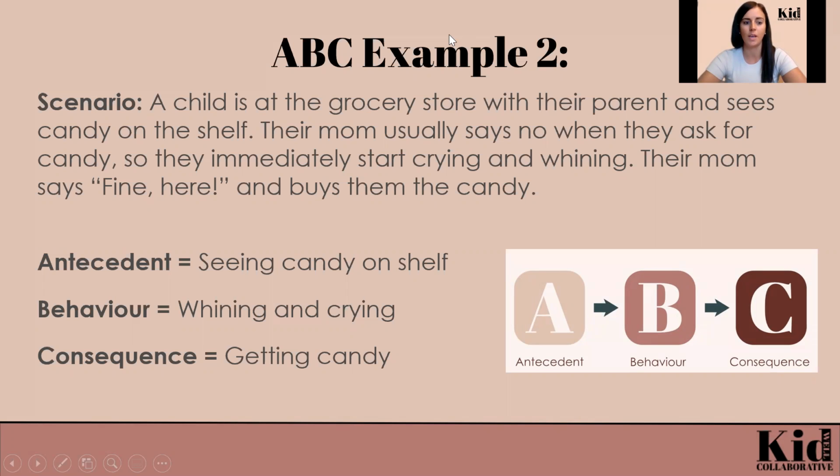We're looking at the child's behavior. So the child's behavior is whining and crying. The antecedent is the same as the previous example, seeing candy on the shelf. The consequence is getting candy. So the behavior is different in this example, but the consequences and the antecedents are the same.